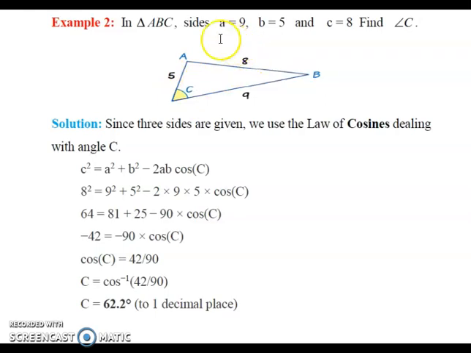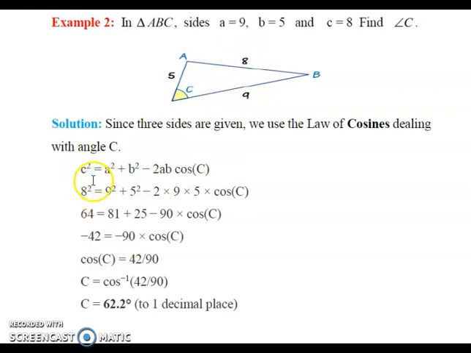In this triangle, if we know all the three sides, we use the law of cosines. Here we have to find the angle C. So we have the formula c square is equal to a square plus b square minus 2ab multiply cosine C. This C is called what? Angle. We have to find out this angle C. So side c is equal to 8.